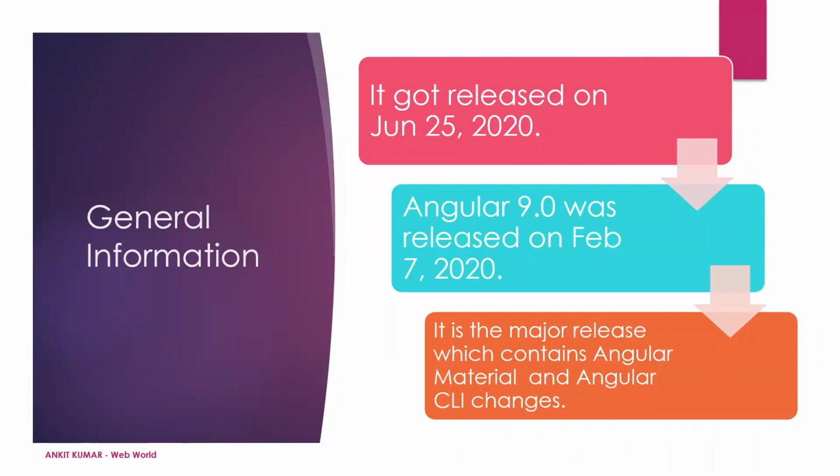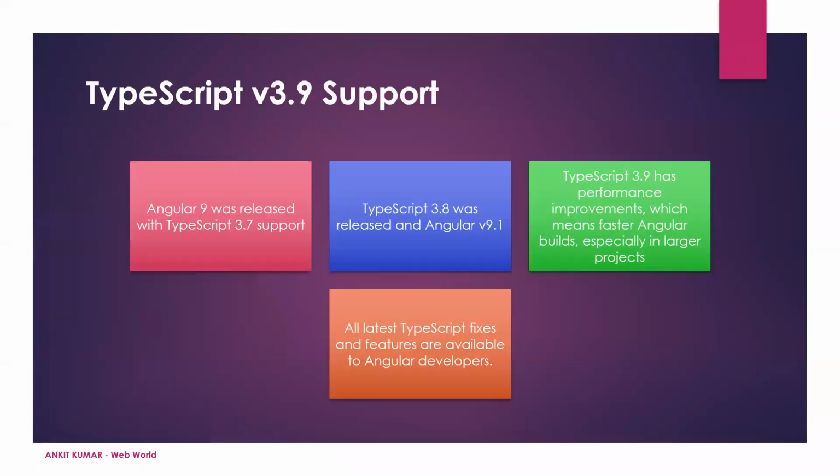So what are the major things it contains? It has major changes on Angular Material and Angular CLI changes. So what is the first feature that got added in Angular 10? That is TypeScript version 3.9 support. Previously, when Angular 9 was released, it was released with version 3.7 support.